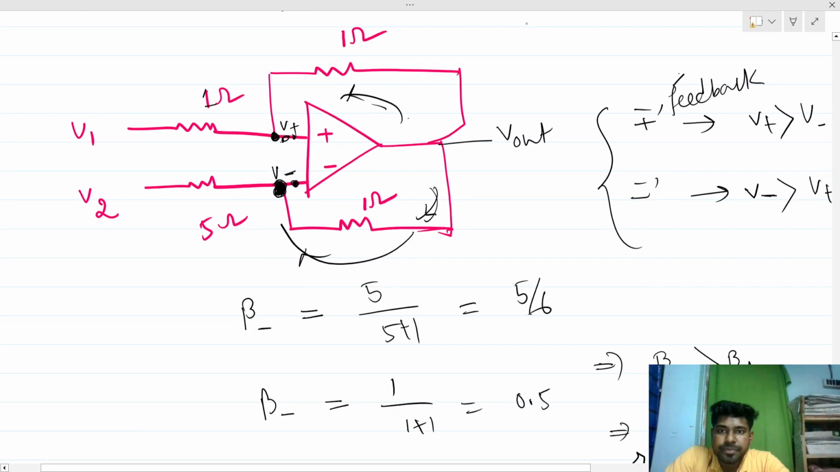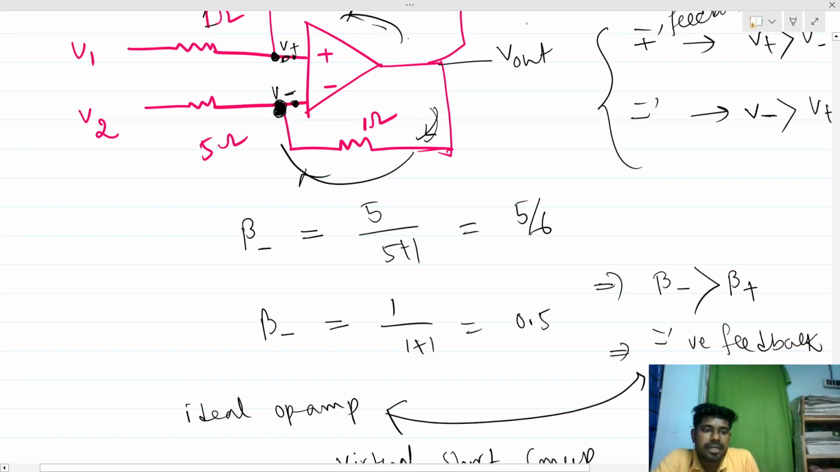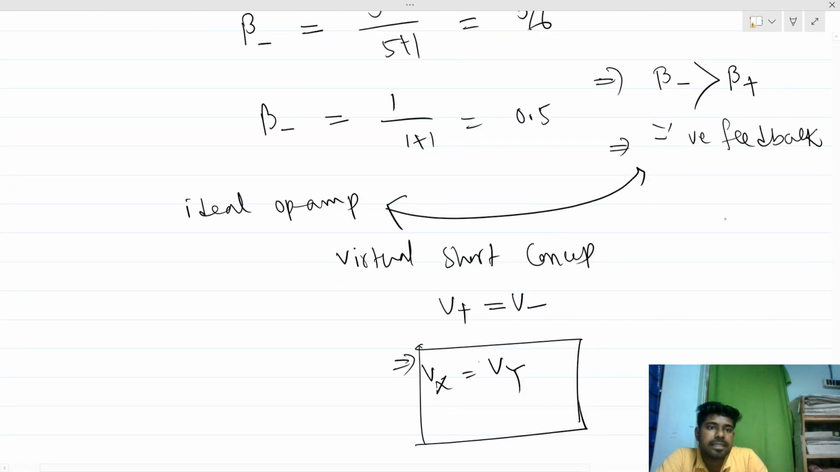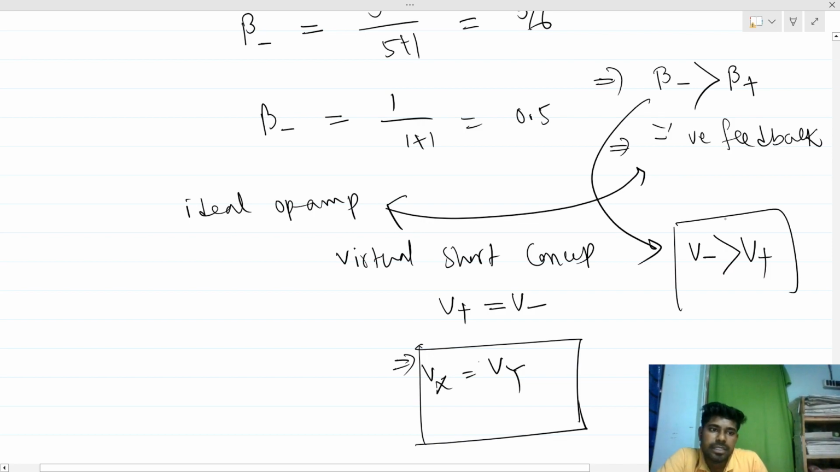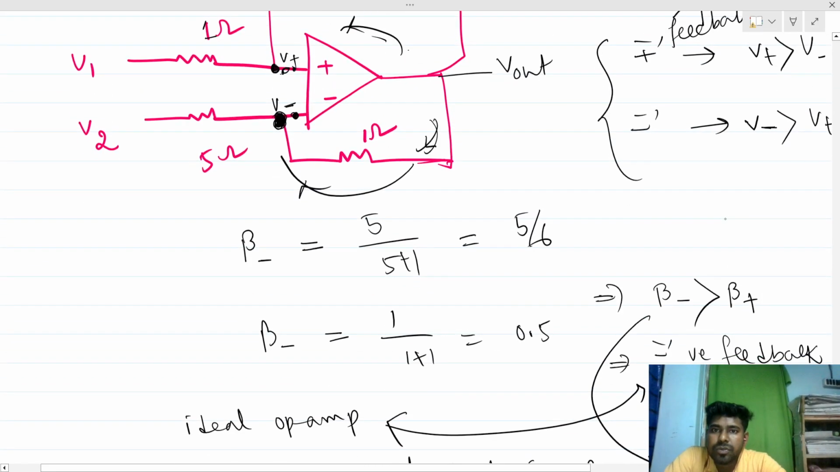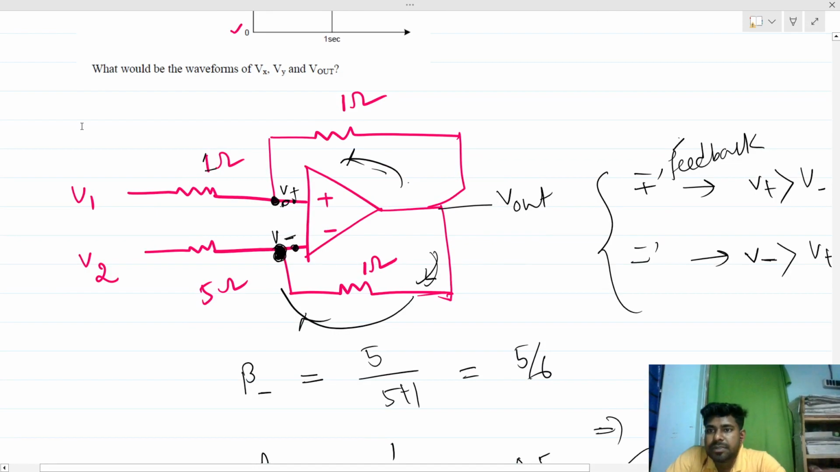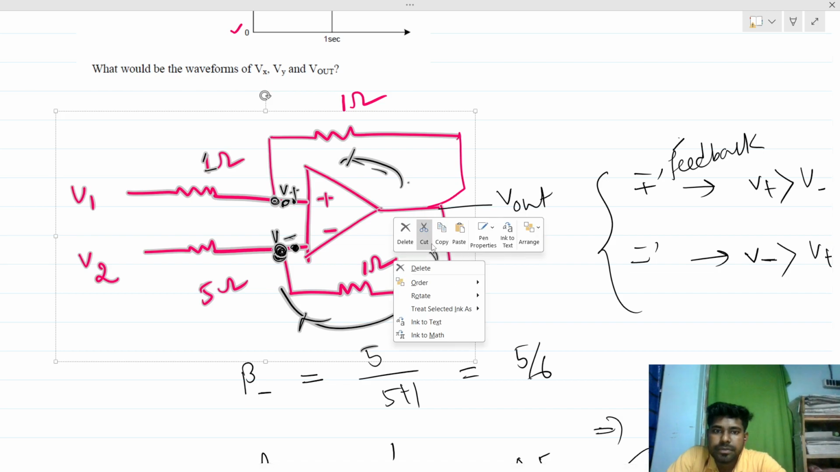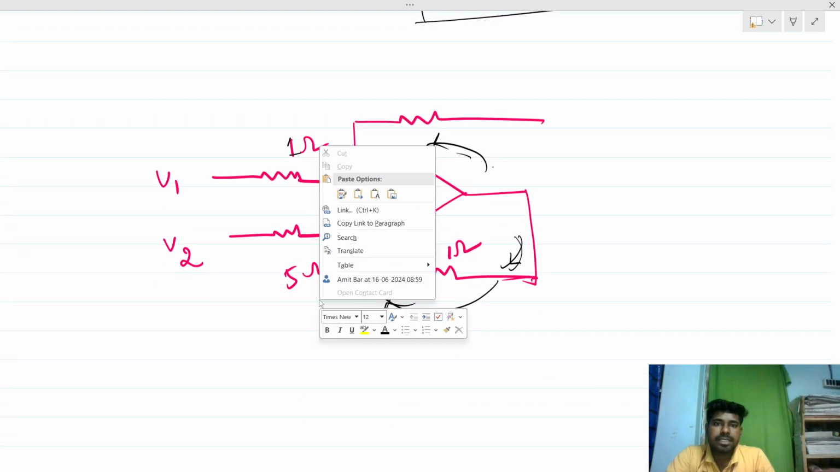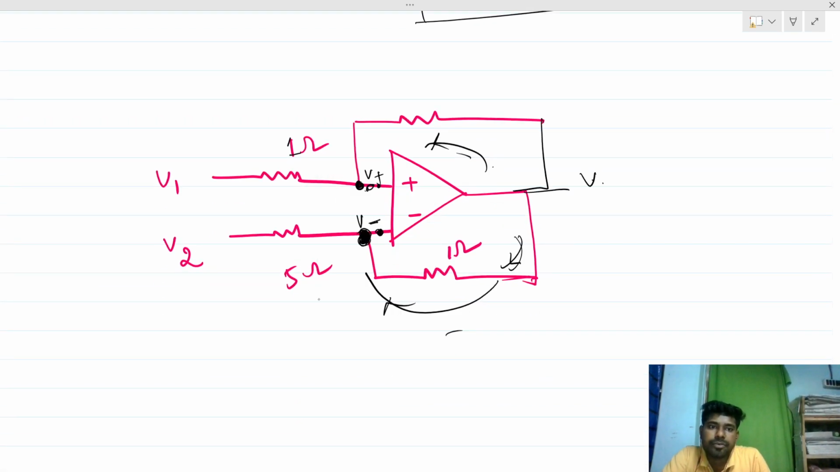So here in this case, let me check. This implies that the V negative voltage is greater than V positive voltage. Now we have to check that these two voltages are equal. So if I copy the circuit, so the circuit is that, right? This will be our V out, and this node voltage is equal to this node voltage.